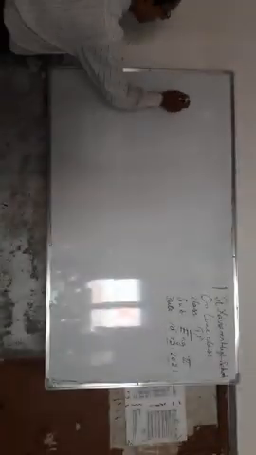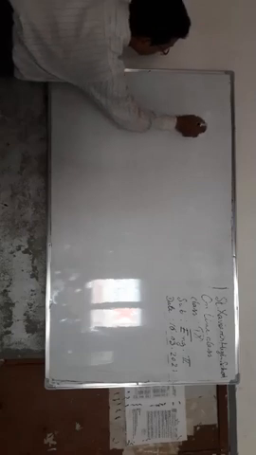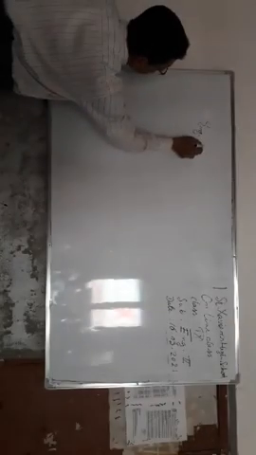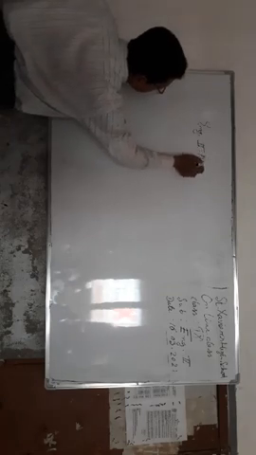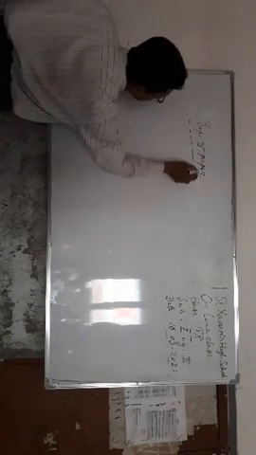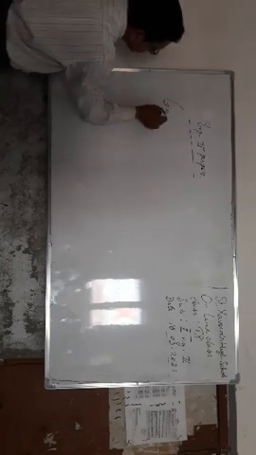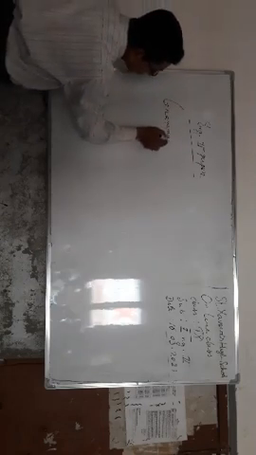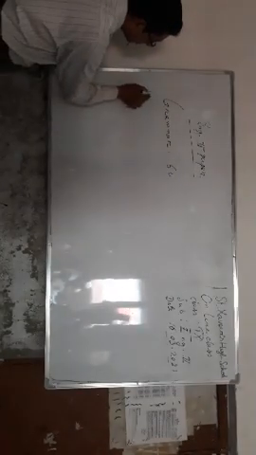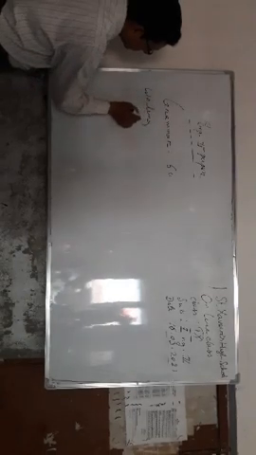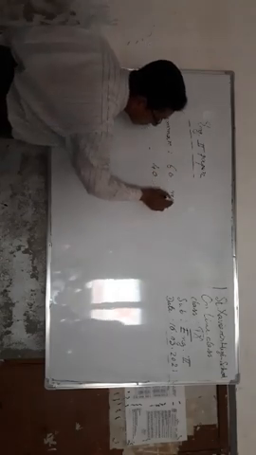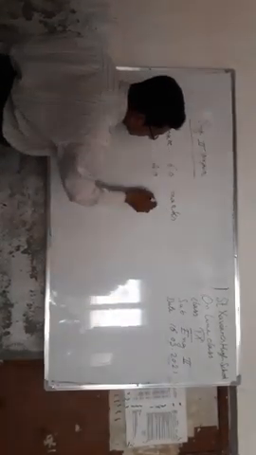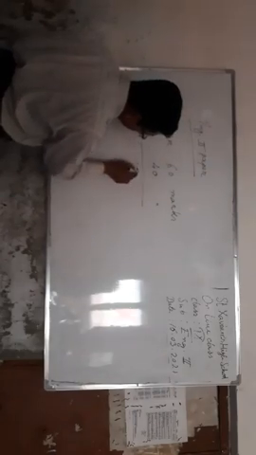Then let's write something on the whiteboard. Marks distribution, English second paper. Grammar portion 60 marks. Writing 40 marks. This is altogether 100 marks.